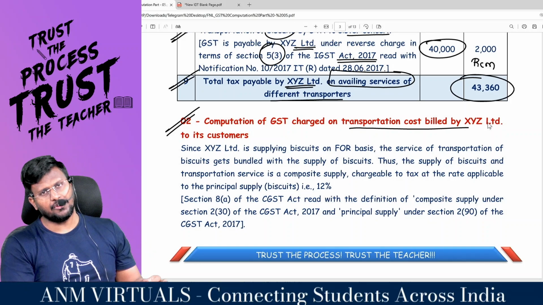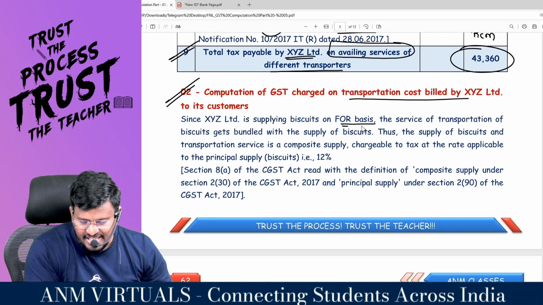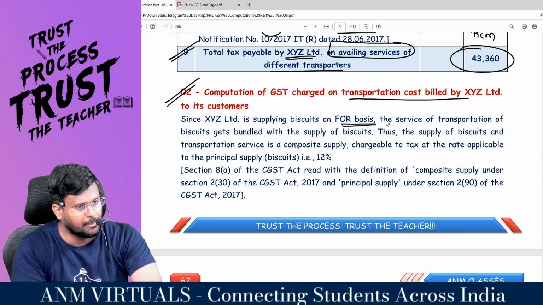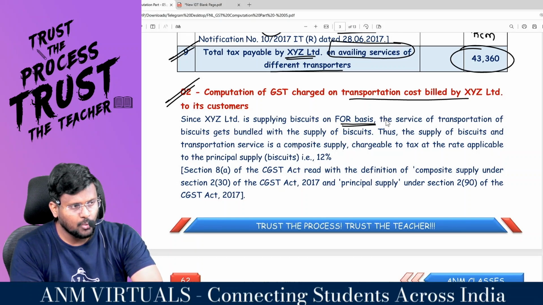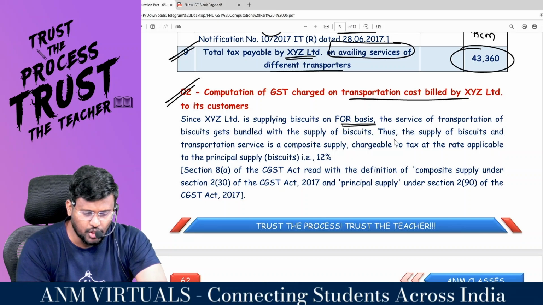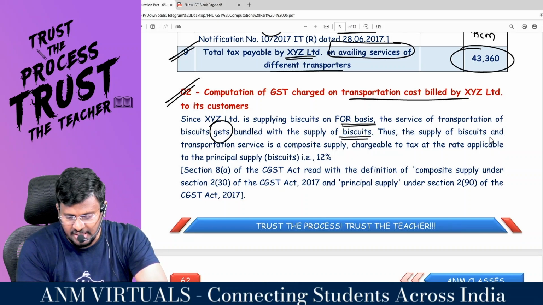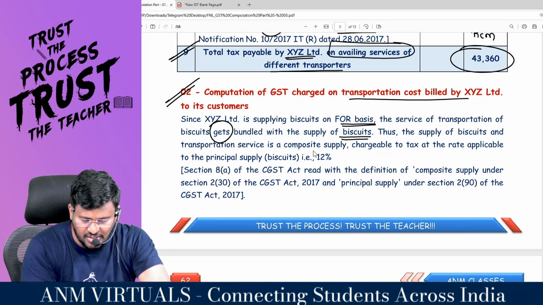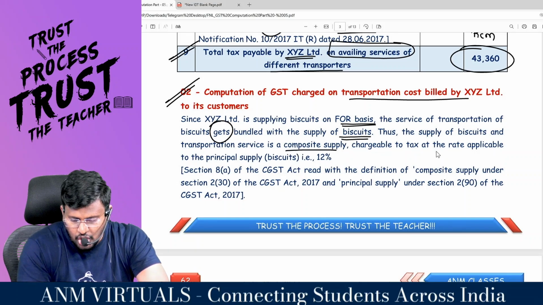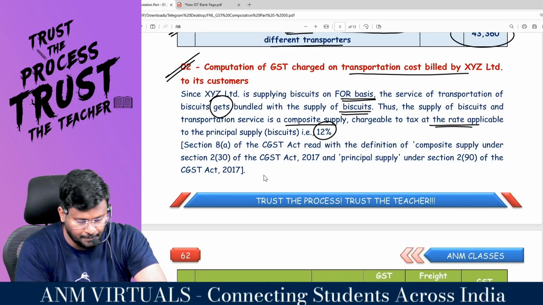That's a beautiful drafting question. Listen very carefully. Since XYZ Limited is supplying biscuits on FOR basis, that's what FOR means, freight on road, we will take the goods till your doorsteps, right? The service of transportation of biscuits gets bundled with the supply of what? Biscuit. Thus, the supply of biscuits and transportation service is a what supply? Chargeable to tax at the rate applicable to the principal supply. That is how much percent?